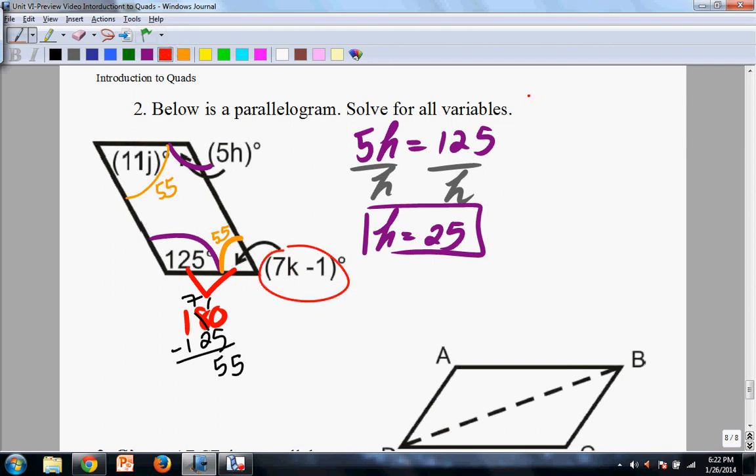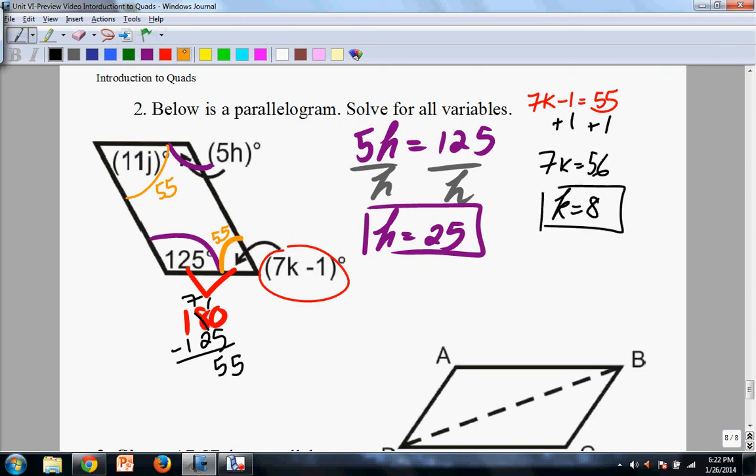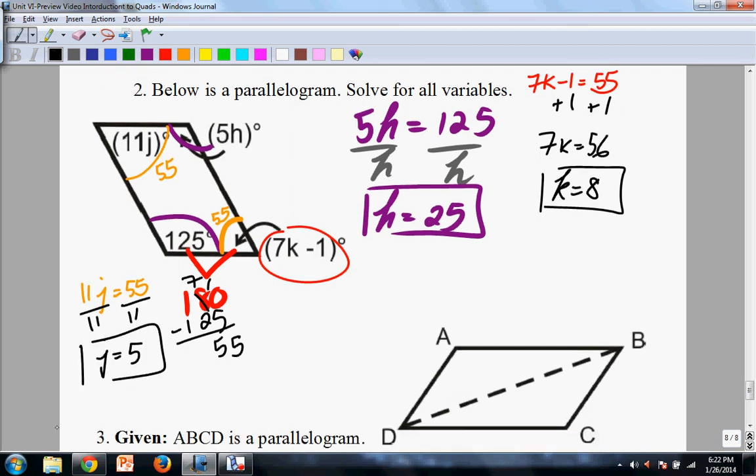So for here, I can go 7k minus 1 equals 55. Plus 1, plus 1. 7k equals 56. K therefore equals 8. And here I have 11j equals 55. You divide by 11 and j equals 5.